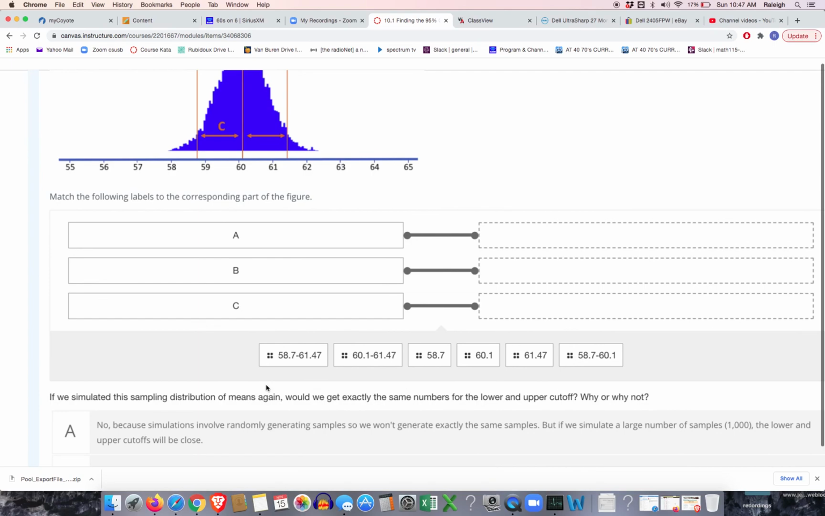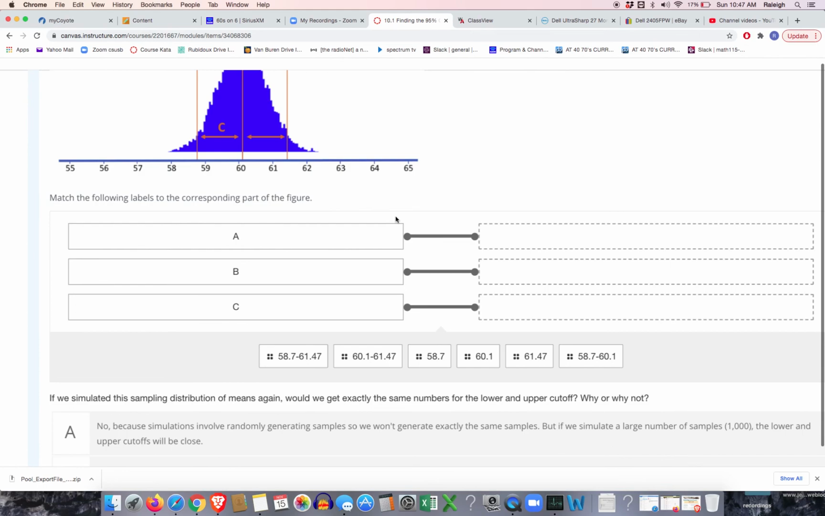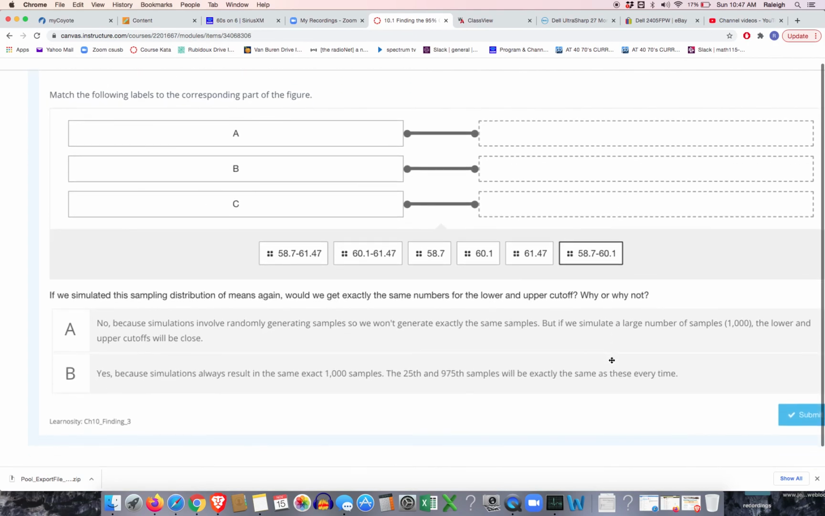Move the following labels to the corresponding part of the figure, and I'm going to have to kind of wind it up here. We have the fact that 58.7 is the first number. That would be A, and let's see the figure. There it is, your A. And B would be 61.47, so that's an advantage there. And then C, once again, at half the confidence interval, would take us from the left edge to the middle. And the last one I'm going to get to do is A. We simulated this. Again, will we get exactly the same numbers? No. Simulations will be different.